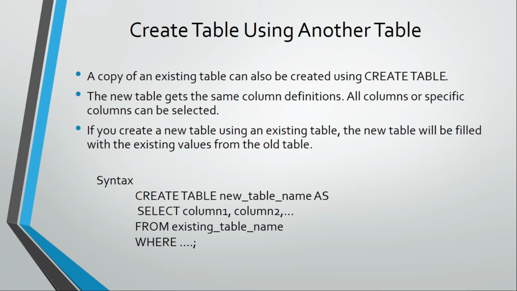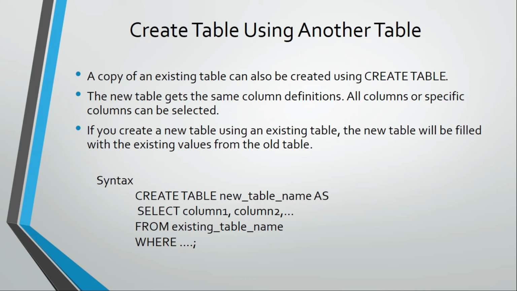You can select either all the columns or specify the columns you want to be included in the new table. And if you create a new table using an existing table, the new table will be filled with existing values from the old table. That means if you select particular columns from the existing table and create a new table, your new table contains the values that correspond to the columns you selected. That value already existed in your old table.